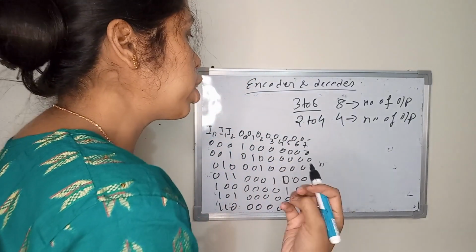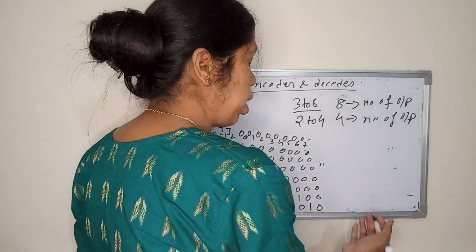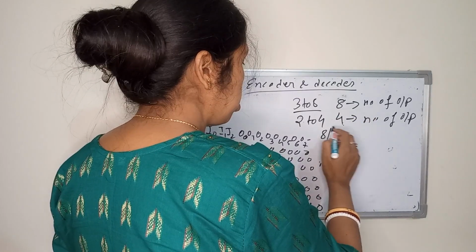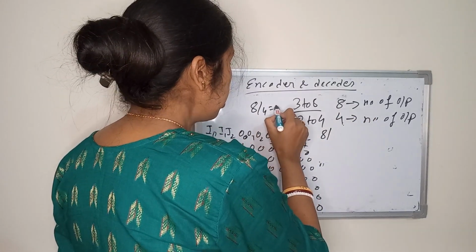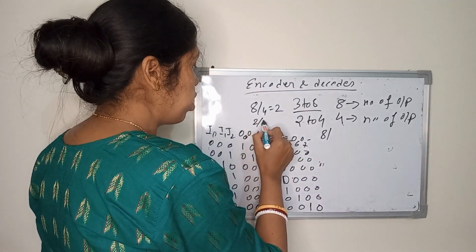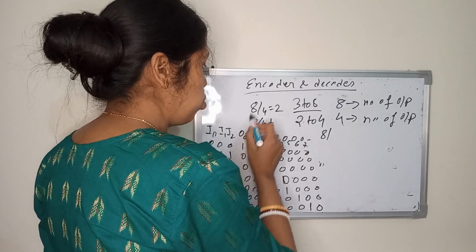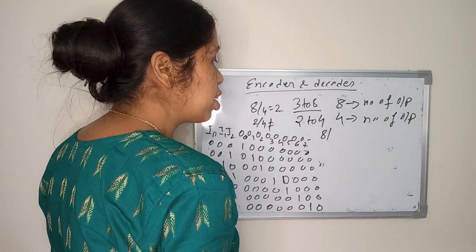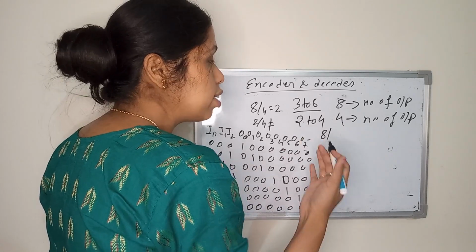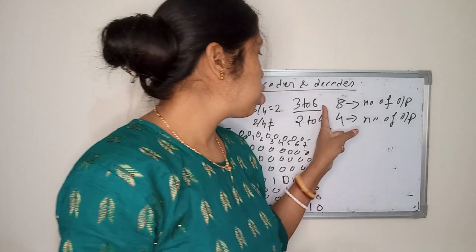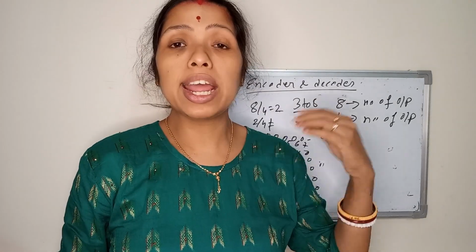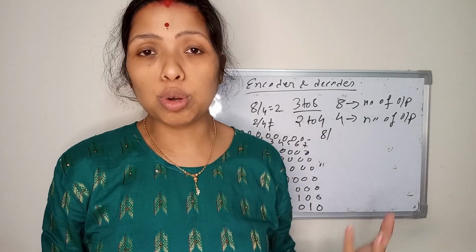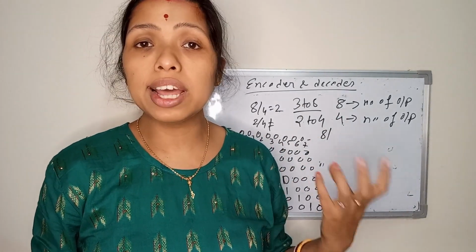How many 2 to 4 decoders are required for the 3 to 8 decoder? If I divide 8 by 4, I am getting 2. That means two 2 to 4 decoders are required for designing a 3 to 8 decoder. Again, for the 3 to 8 decoder there are 8 outputs, and in case of the 2 to 4 decoder you have 4 outputs.